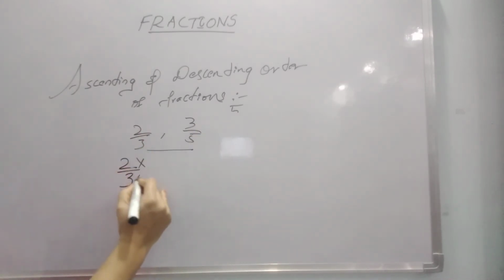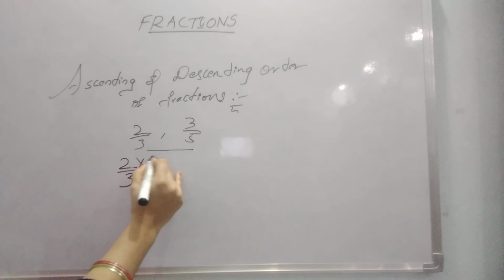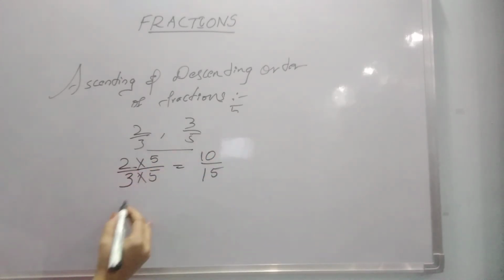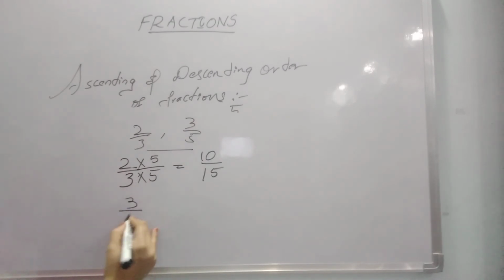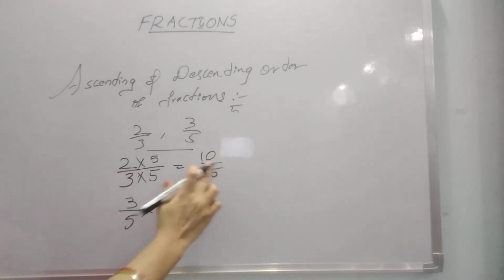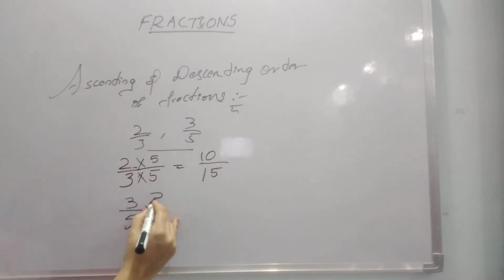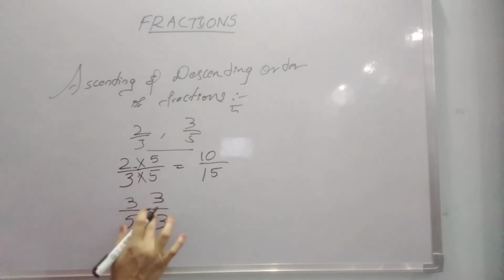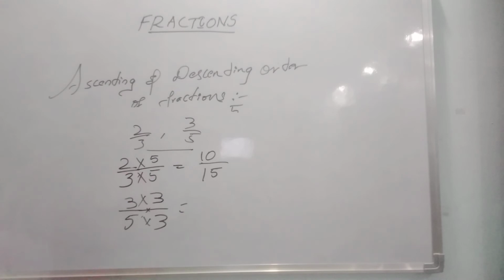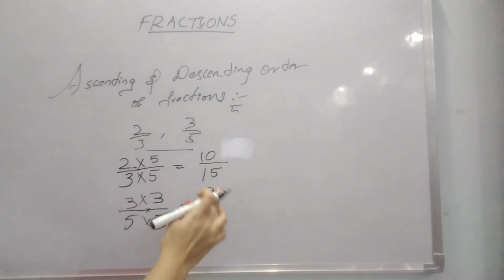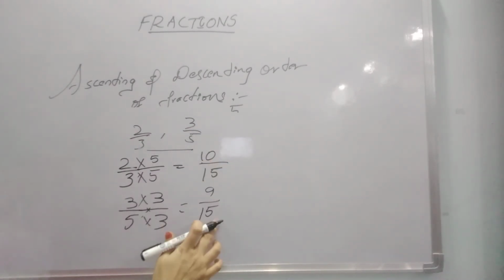For this we can multiply here both by 5. That means 10 by 15 here. Next take another fraction 3 by 5. So the denominator has to change into 15. So we have to multiply this by 3 only. 3 into 3 by 3 into 5. 3 threes are 9 and 15. Now these two unlike fractions can be changed into like fractions.